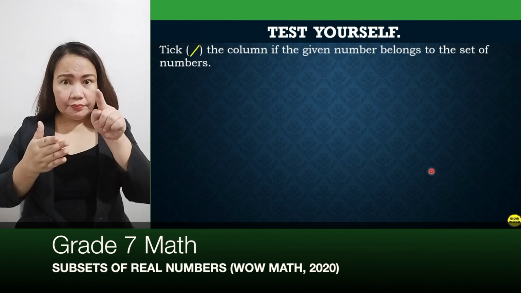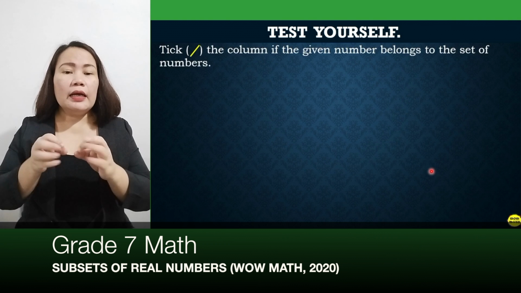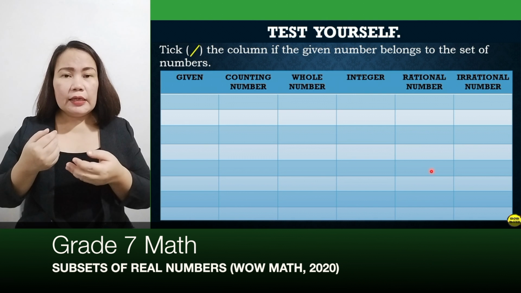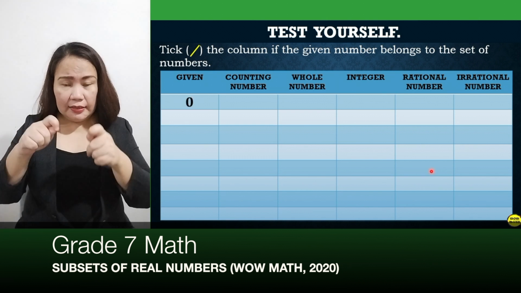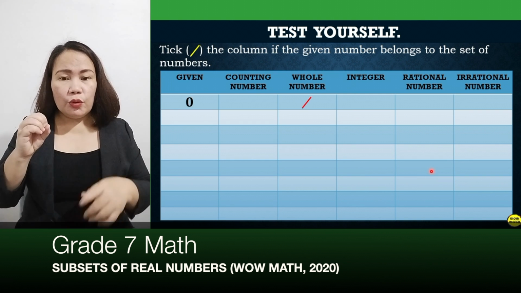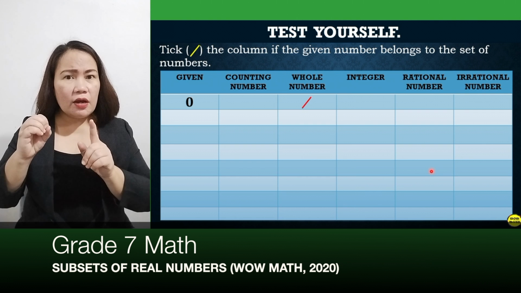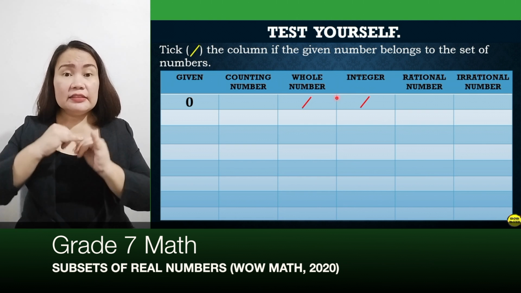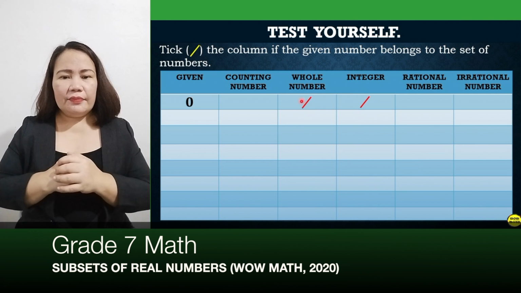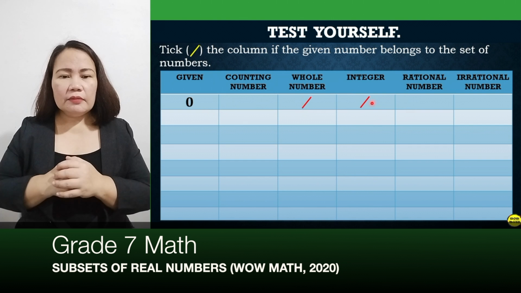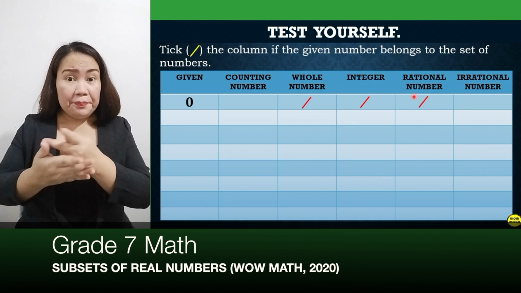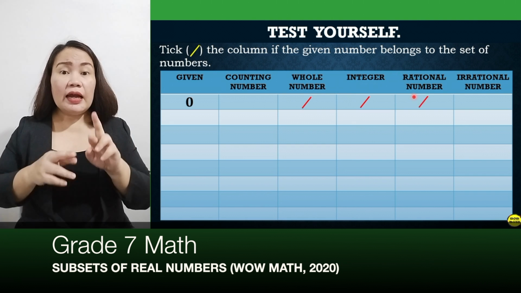So, tick the column if the given number belongs to the set of numbers. I have here, you may pause the video so you can try to answer and then check your answer. Okay? So, if I have 0, so 0 is a counting number, whole number and an integer. Since 0 is under whole number, therefore, this is also under integer. Okay? And since integer is a subset of rational numbers, therefore, 0 is also a rational number.